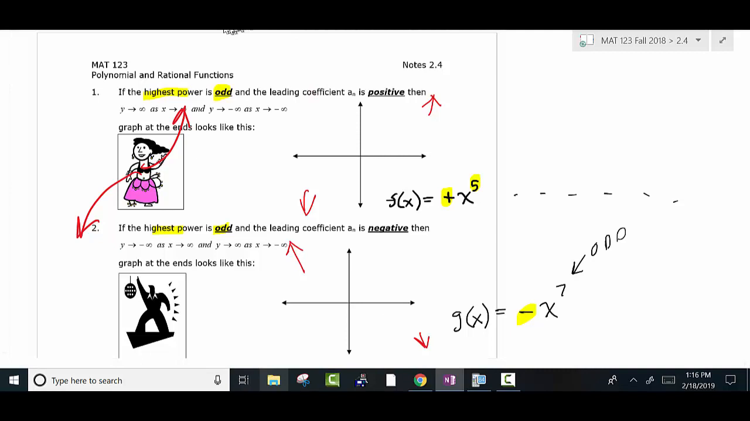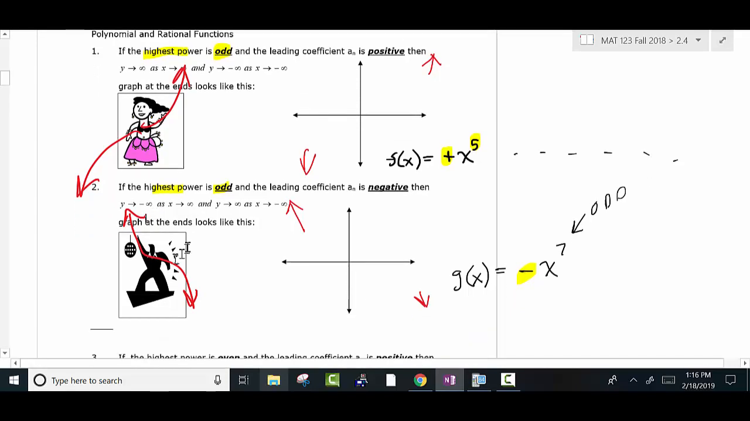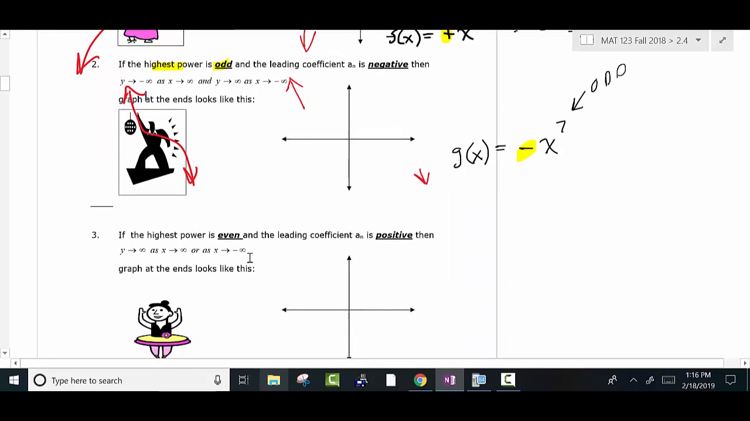So what that's representing is this dancer, a disco man there. It looks like that. Odd power, positive coefficient goes like this. Negative goes like this. So that's how odd degree polynomials look. I'm not going to talk too much about why that is yet. Then we'll go to the even ones.